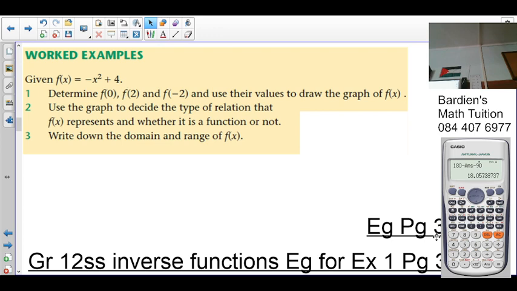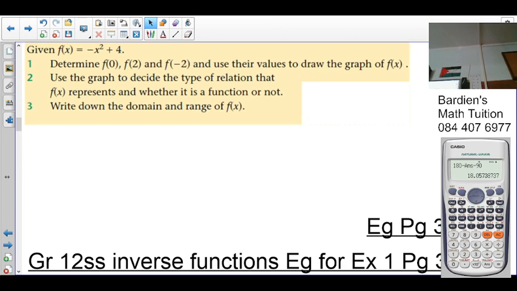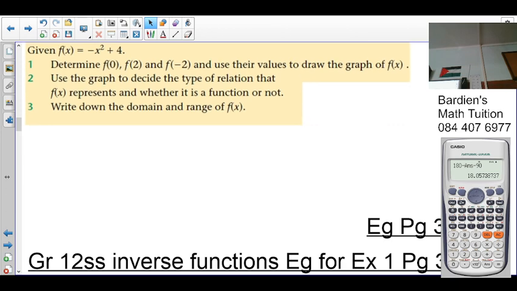Okay, so the worked example 1 on page 35, we are told given f of x is equal to negative x squared plus 4. The question says determine f of x equals negative x squared plus 4. As you can see, it's quadratic or a parabola graph, a maximum parabola graph in this case. The question says determine f of 0.